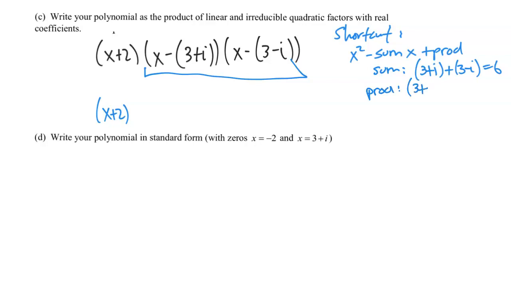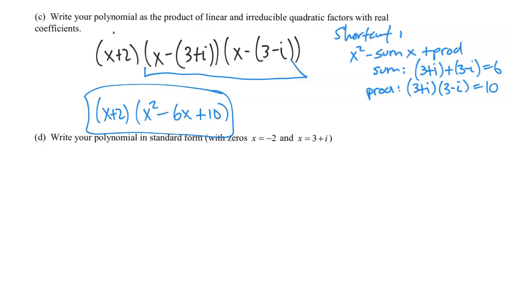And if you want to do this in the calculator, then by all means, you're welcome to do that. Just make sure that you put it in the calculator exactly the way I've written it down here with parentheses, otherwise you won't get the right answer. And what you're going to get here is 10. And so my irreducible quadratic factor is x squared minus the sum, which was 6x, plus the product. And so there is my polynomial written as a product of linear and irreducible quadratic factors with real coefficients.